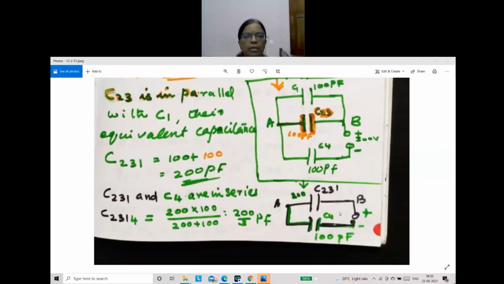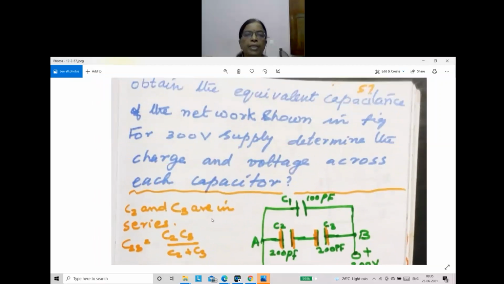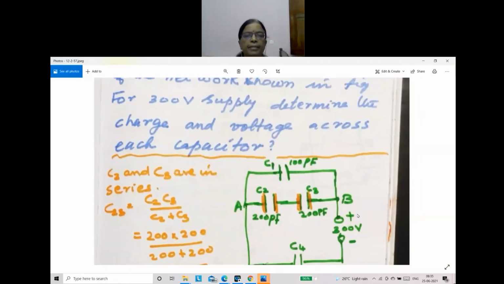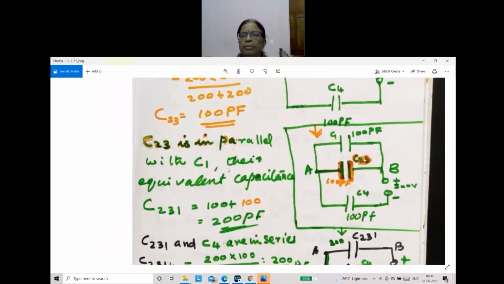But the question is not only that. Obtain the equivalent capacitance of the network shown in the figure. Okay, that answer we got. 300 volt is applied here. Determine the charge and voltage across each capacitor. So that equivalent capacitance actually is easy. But the charge and voltage across each capacitor you have to find out. What is the charge on each capacitor, and what is the potential difference across each capacitor, that part also you have to find out, children.